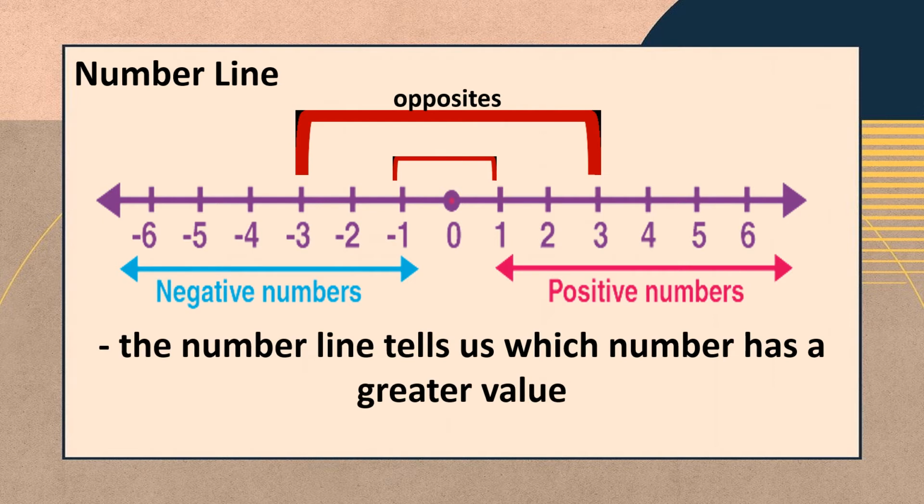Number line tells us which number has a greater value. Of course, the numbers to the right are always greater than the numbers to the left.